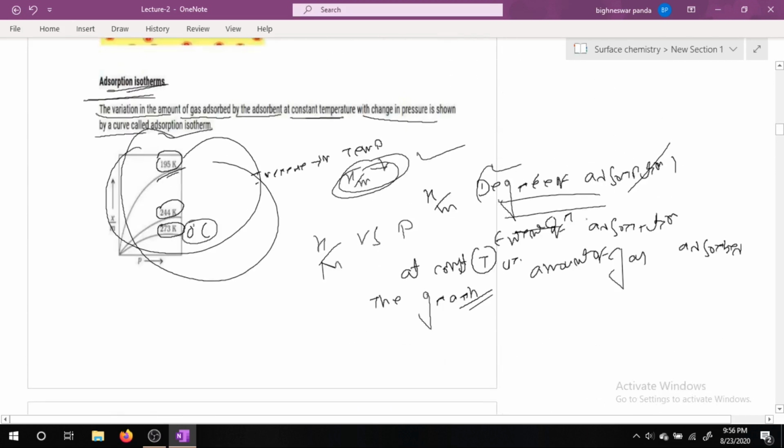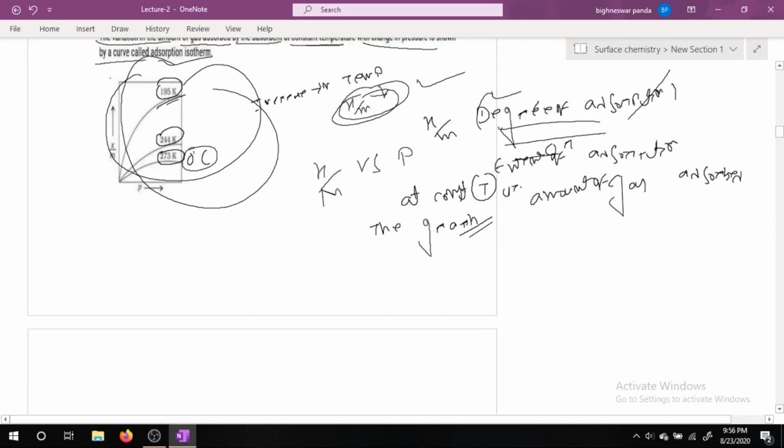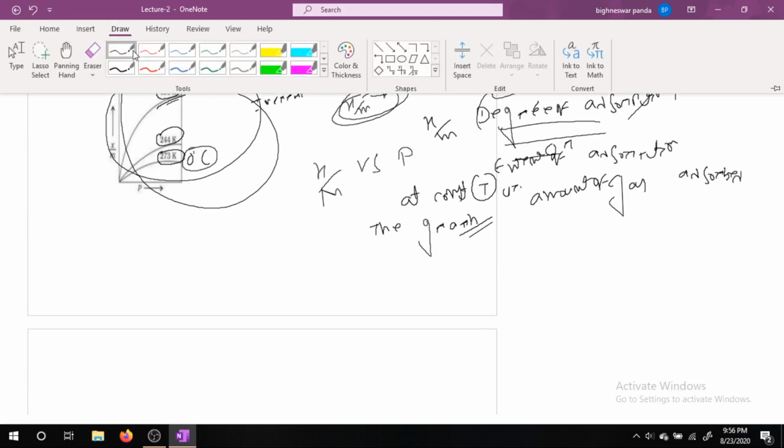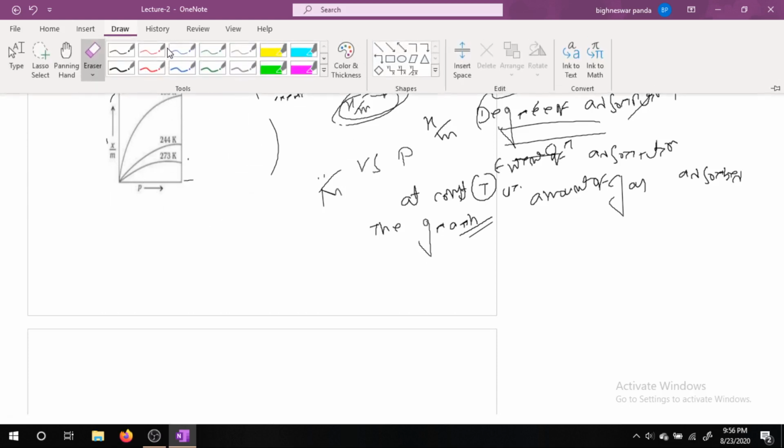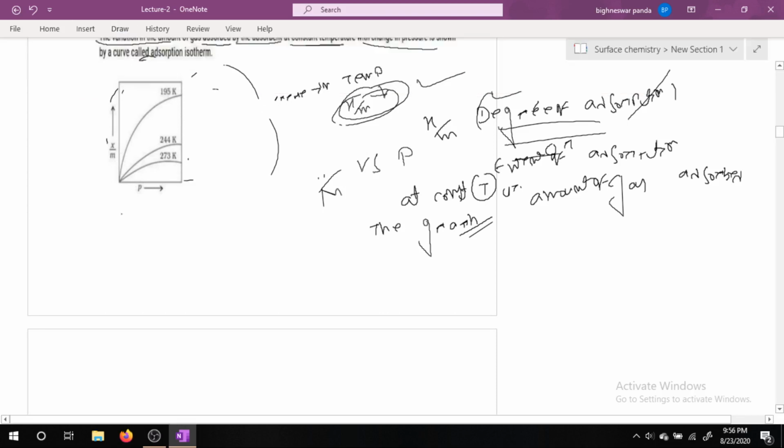This curve indicates that adsorption increases with increase in pressure at constant temperature. With increase in pressure, the adsorption also increases, but with increase in temperature, the adsorption decreases.